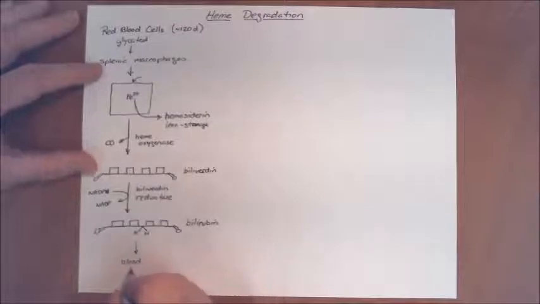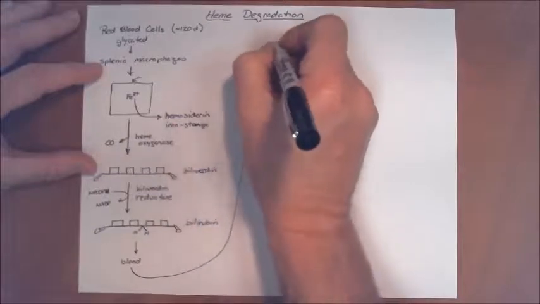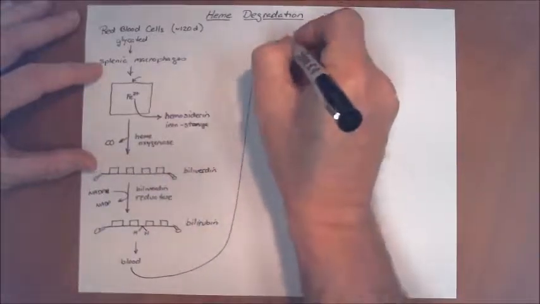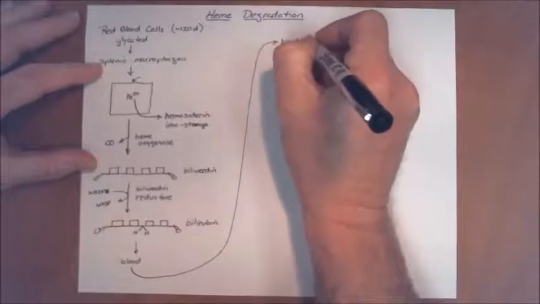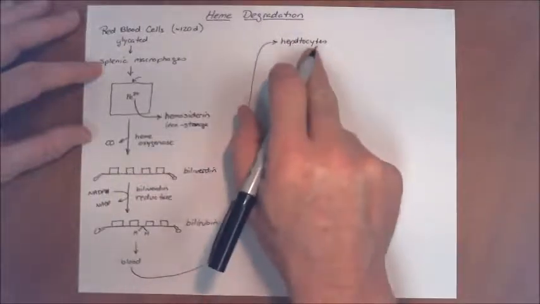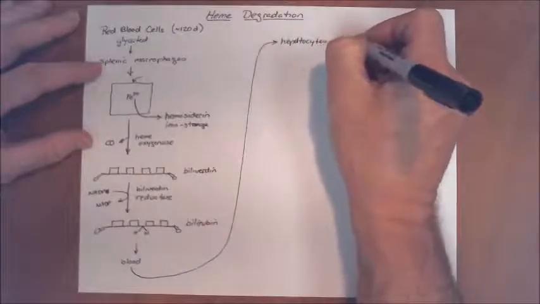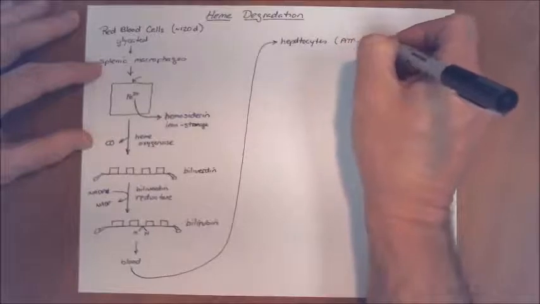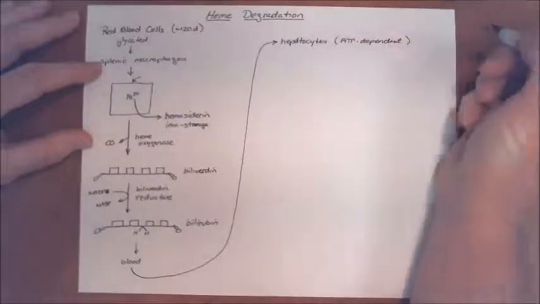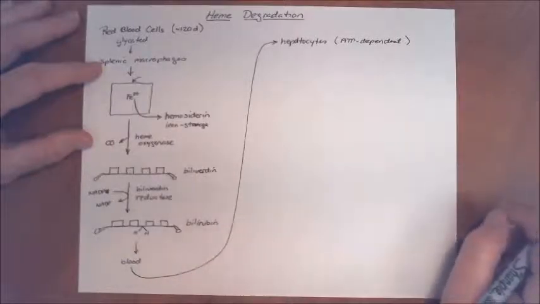From the blood, the bilirubin travels to the liver, and it's taken up by the hepatocytes. The uptake of bilirubin by the hepatocytes is done by a bilirubin transporter that is ATP dependent. So we are coupling ATP hydrolysis with bilirubin uptake to ensure that we have sufficient energy to make sure we take up all the bilirubin we can.